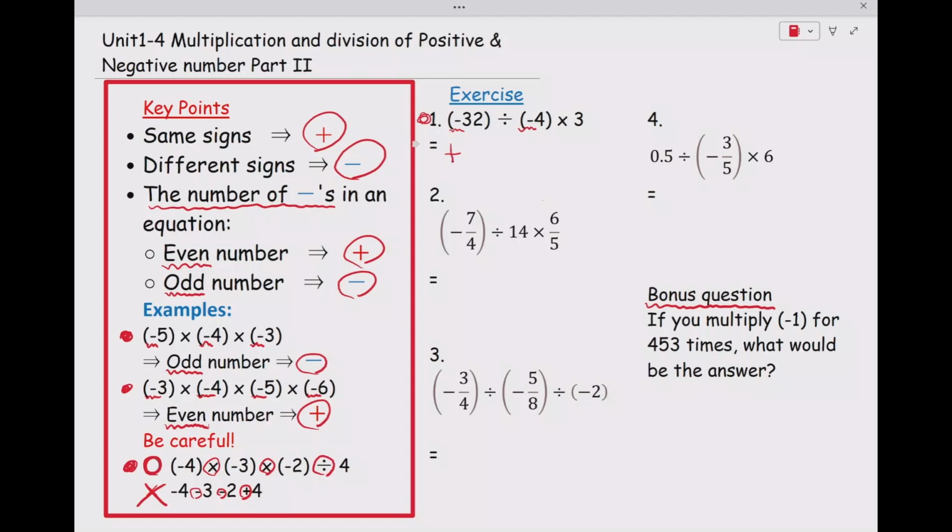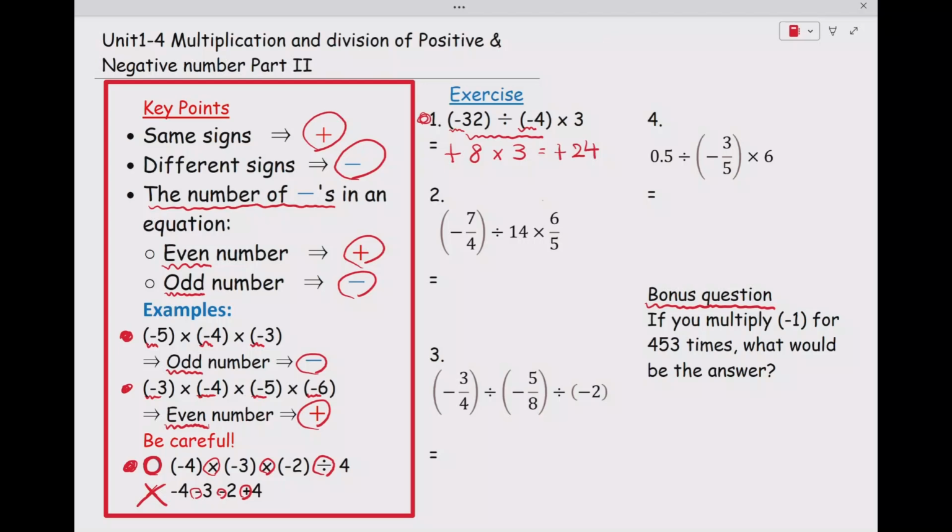Next, let's calculate numbers. 32 divided by 4 times 3. Let's start with 32 divided by 4, which is 8. Then, if you multiply the remaining 3 to this 8, the answer will be 24. So, the answer is plus 24.